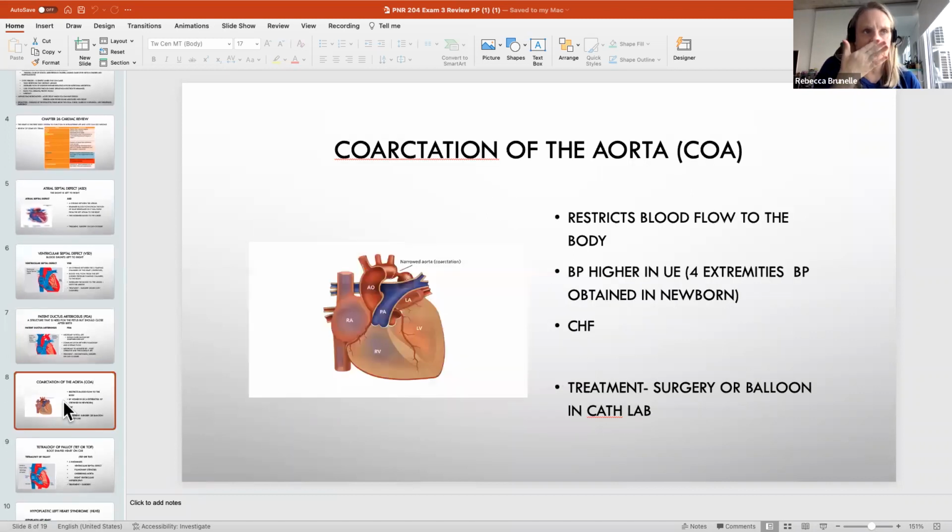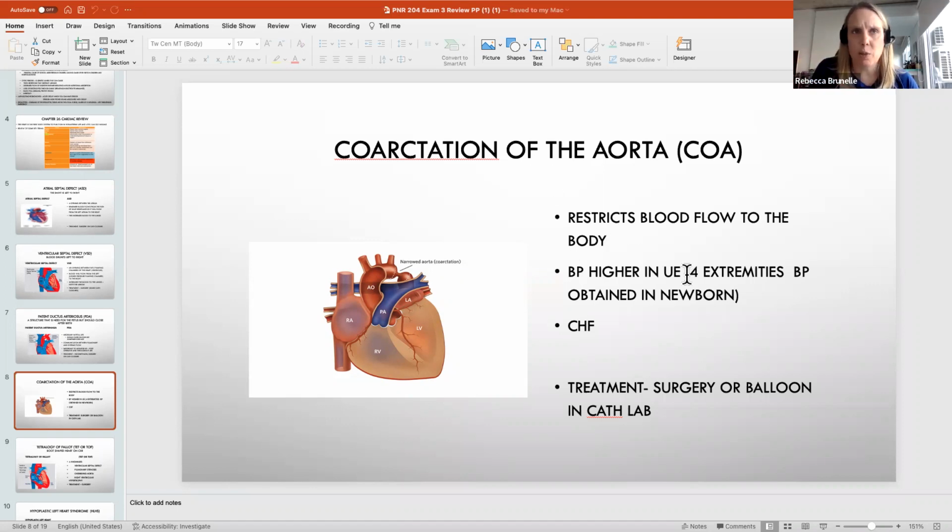Another defect that you need to be aware of is coarctation of the aorta. And you're going to see it here. So this is your left ventricle, this is your aorta, and you can see it narrows here. The aorta is the main vessel coming off the left side of the heart that brings blood to your body. And so it's a narrowing of that main vessel. I always think it's good to think about what's different, to help remember the different defects.